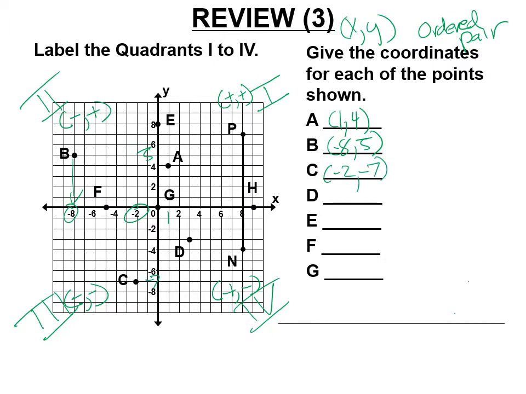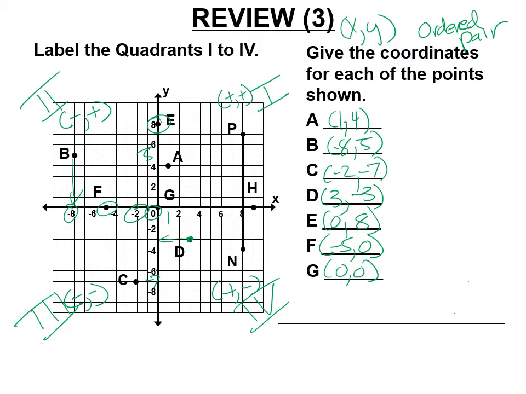D is 3, -3. And remember, it's where the point is, not where the letter is. The letter can be anywhere near it. E is 0. You have to come down and get that 0 first, then the 8. F, we have to have -5, 0. And G is 0, 0.